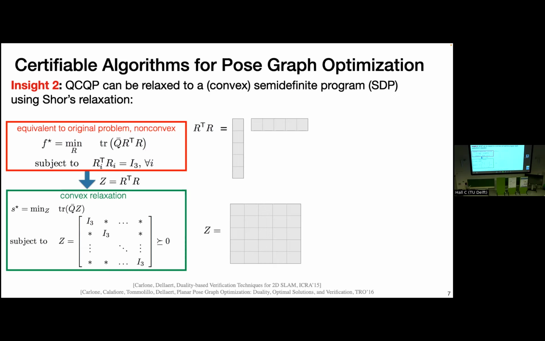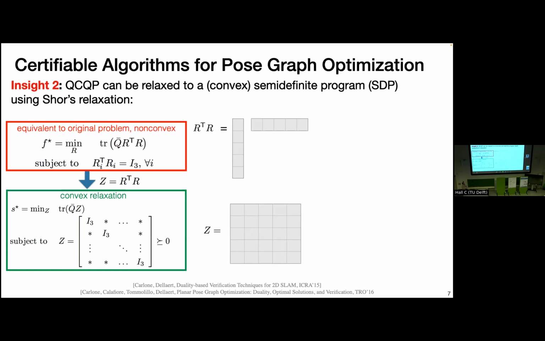So in a nutshell, what we say is that we are replacing everything which is R transpose R with a new matrix Z. The advantage of that is that after you do that, you get a linear objective instead of a quadratic one, and you can still enforce the constraints as linear constraints on the entries of Z. The catch here is that Z is an outer product of a matrix by its transpose, so it has to be positive semi-definite, which is fine. We can enforce that as a convex constraint.